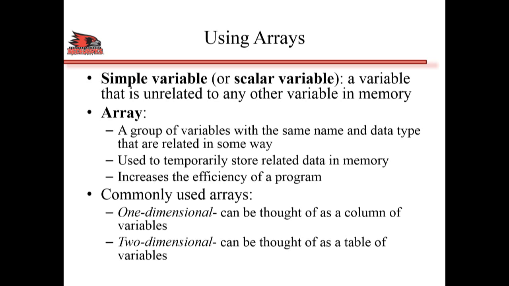Now there's a couple of different types of arrays, the one-dimensional and the two-dimensional. The one-dimensional, one way of thinking about it is in Excel, imagine a column of data. So a one-dimensional array is something like that. It's a column of variables, or you can also imagine a row in Excel. So a column or a row in Excel is similar to what we know as one-dimensional, whereas a two-dimensional is like a table of variables.